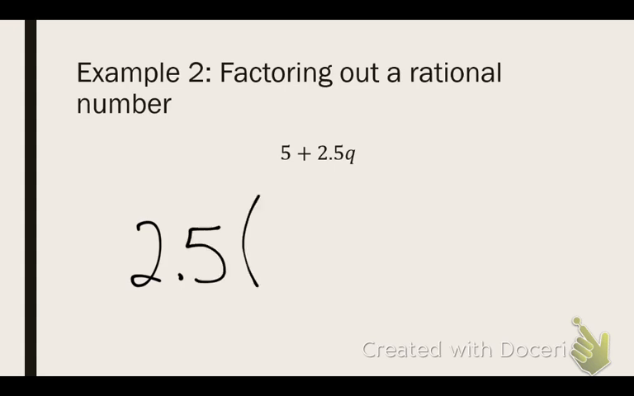Okay, 2.5. Now you're going to divide the original number by the factored number. What's 5 divided by 2.5? 5 divided by 2.5 is 2. 2.5 divided by 2.5 is 1Q. Technically, did I need to write the 1? No, I could have just said 2 plus Q, because 1 is understood.